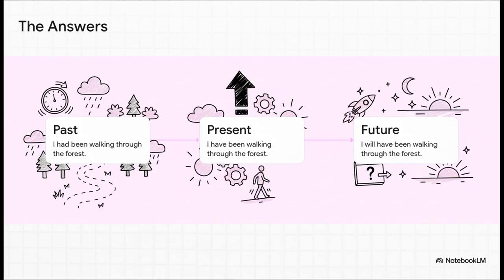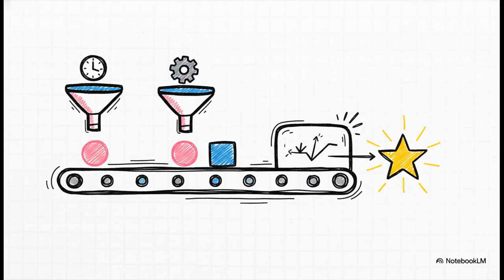Let's see. For the past, it becomes I had been walking. For the present, I have been walking. And for the future, I will have been walking. Did you notice? The only thing that actually changes is the verb have to set the time. The rest of the structure, been walking, stays exactly the same. So cool, right?